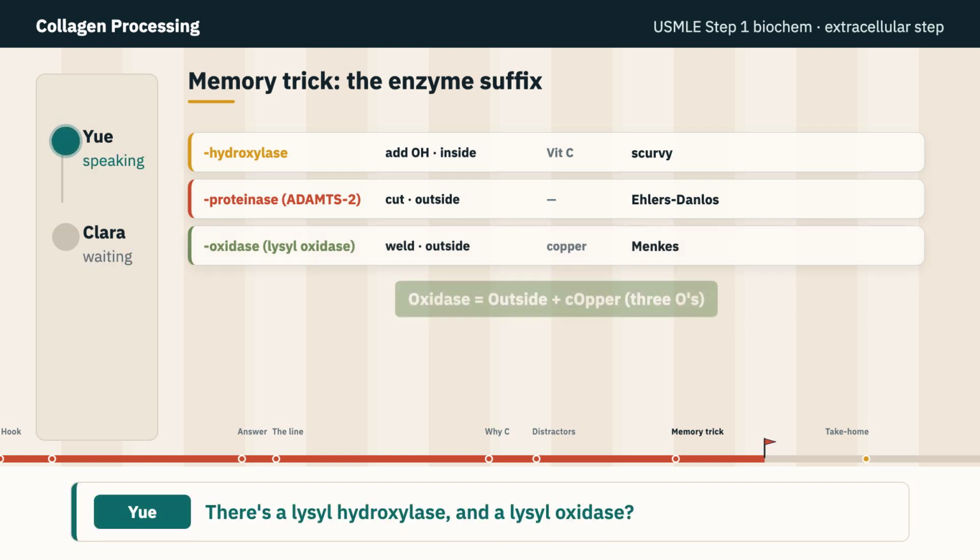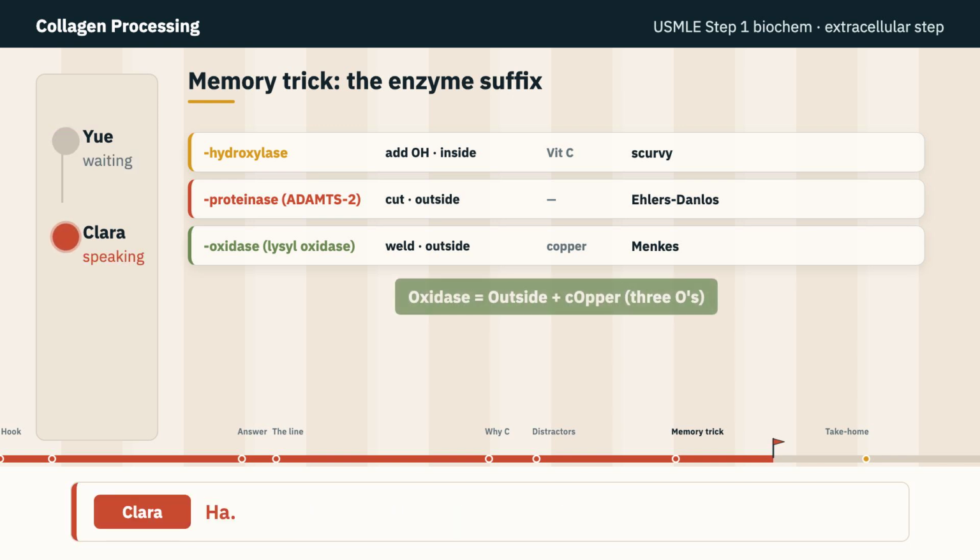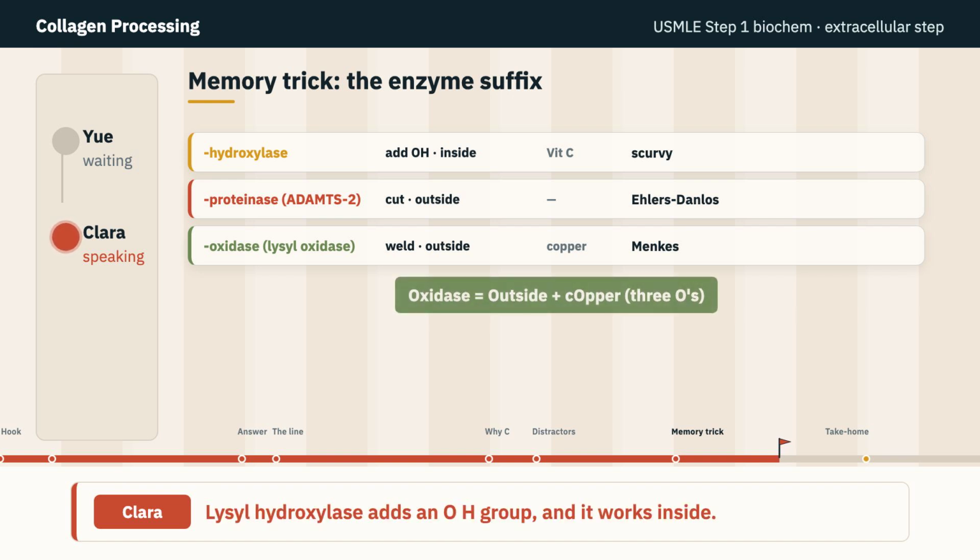Hang on. There's a lysyl hydroxylase and a lysyl oxidase. That's cruel. Huh. It is. So here's the tiebreaker. Lysyl hydroxylase adds an OH group and it works inside. Lysyl oxidase works outside and it needs copper. 3 O's. Oxidase. Outside. Copper. Say it once and you'll never mix them up again.